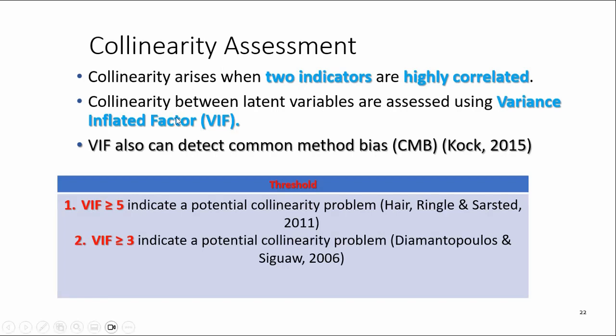Collinearity assessment is needed to assess whether the latent variables have multicollinearity or not. And second, the VIF can also detect common method bias. The threshold: if the VIF is more than or equal to 5, it indicates a potential collinearity problem. And other researchers say that a VIF more than or equal to 3 indicates a potential collinearity problem.